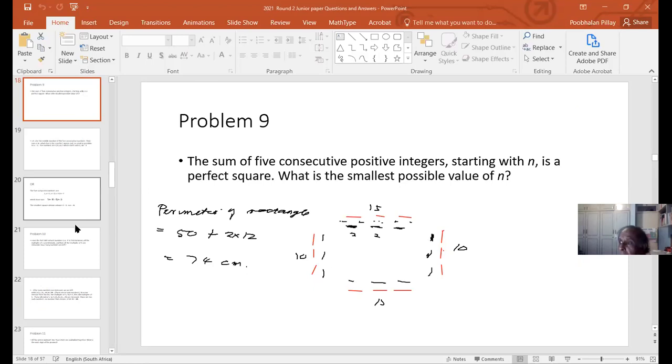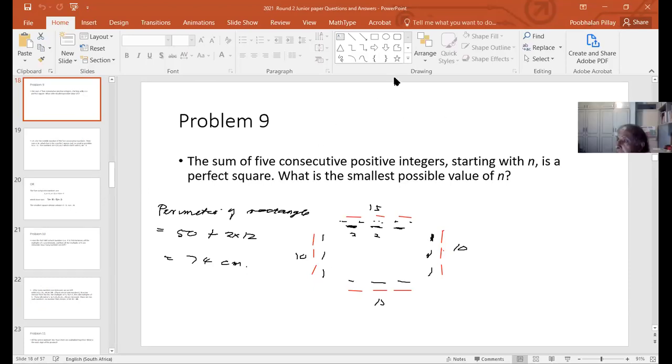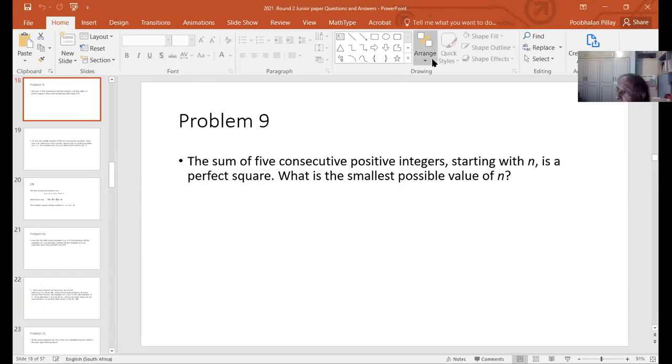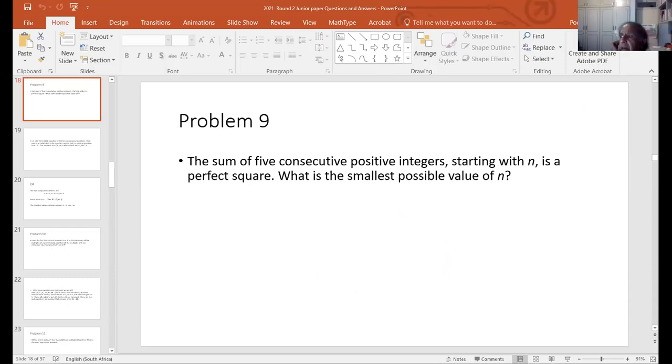All right. Now let's get on to problem number 9. The sum of 5 consecutive positive integers starting with n is a perfect square. What is the smallest possible value for n?